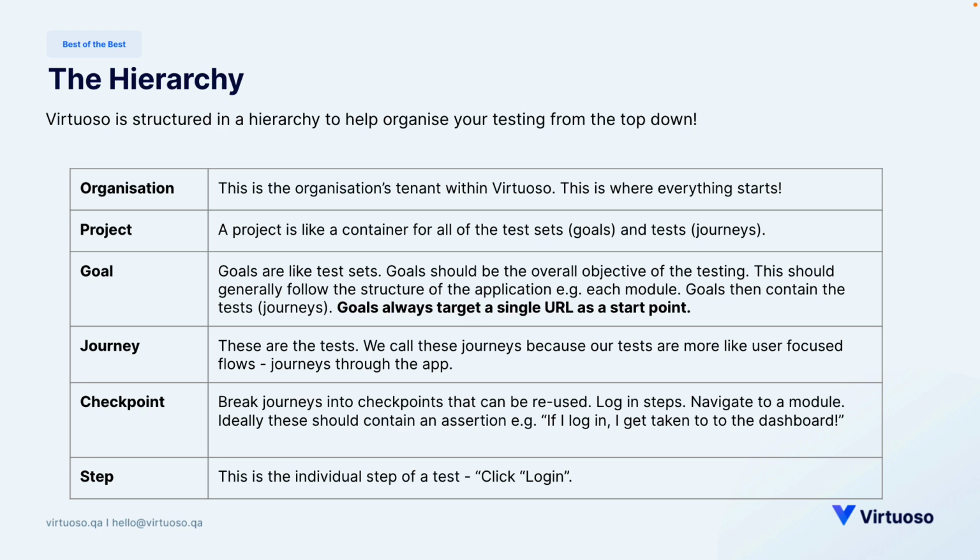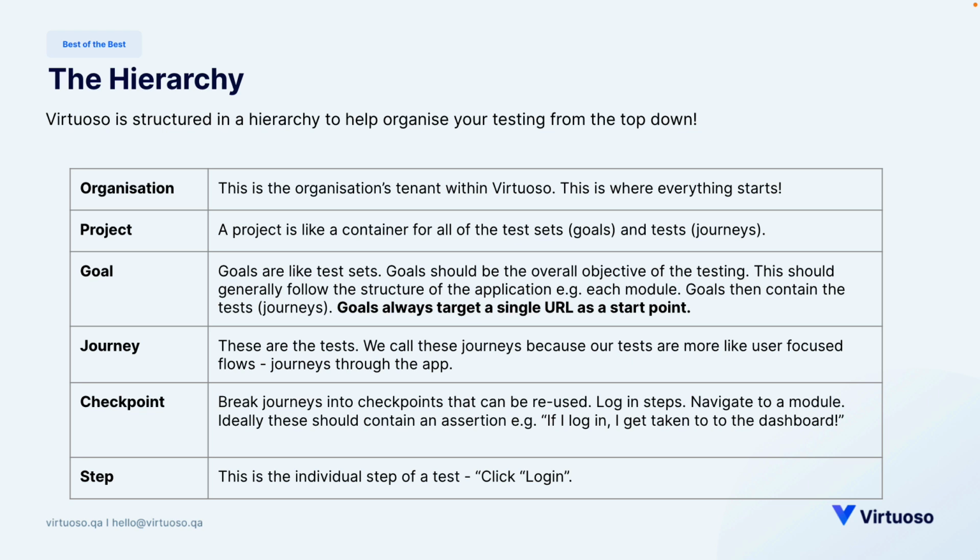We then have goals. Goals are like test sets. They are the container for a whole bunch of tests or journeys that are targeted towards an overall objective of testing. And the goals generally follow the structure of an application. For example, each module of the application could be a goal. And then under the goals, we have the journeys. So these are the tests themselves. And we call them journeys because the tests are more like user-focused flows, so journeys through the application.